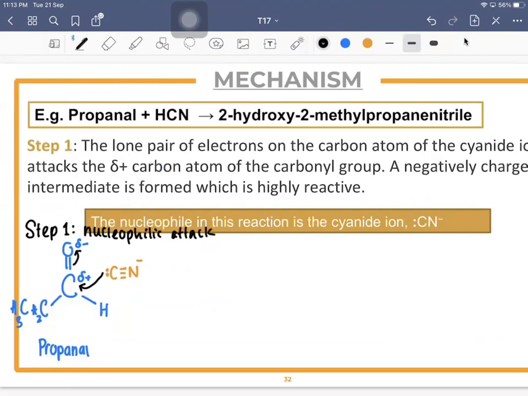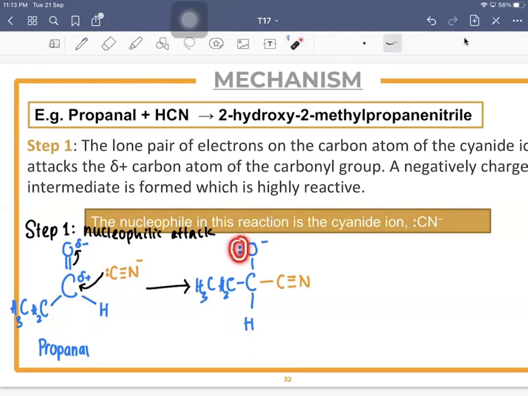What I form here is an intermediate that looks like this. Carbon with CH2, CH3 that stays unchanged. My hydrogen at the bottom. The new bond being formed with C triple bond N. The negative charge is now gone because it has been moved to the oxygen. So it is important that you draw the lone pair of electrons and the negative charge.